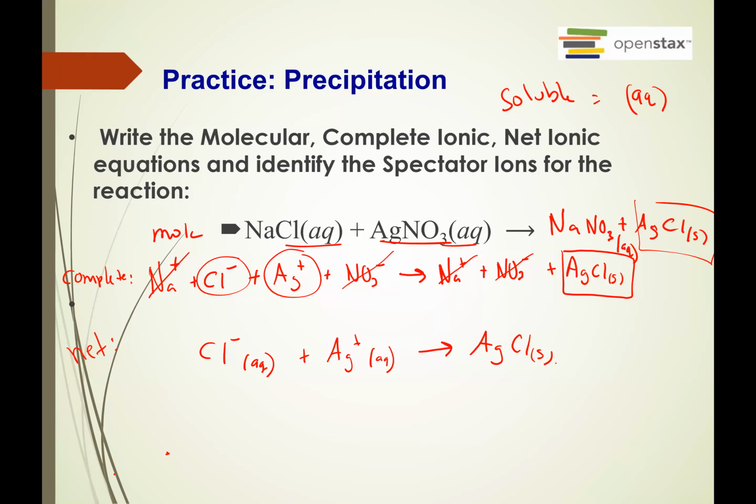Now, our spectators, those are the things we crossed off. So our spectators would be the Na plus and, let's put a comma here, the NO3 minus. That's supposed to be a 3. Those are our spectators. So this is how we do our molecular, complete, net ionic, and identify the spectator ions for a reaction. So again, on your exam, you're going to have one of these. You need to write the products, figure out what the solid is, write the complete ionic, net ionic, and then identify the spectators. It's the same process. And you'll be practicing this in your homework a lot too. There's also some extra practice on Canvas.